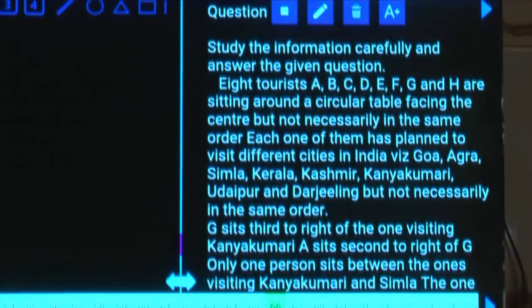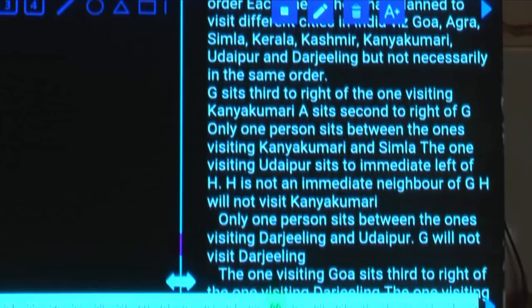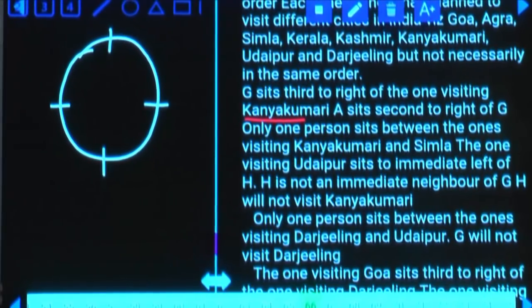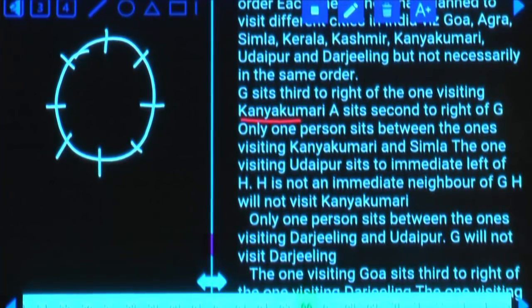Now condition number 1: G sits second to the right of the one who is visiting Kanyakumari. Information clearly specified. As all these persons are facing towards the center, we can fix one person, isn't it? Now I am fixing the person who is visiting Kanyakumari at this place. Now G is seated second to the right of the person who visits Kanyakumari.